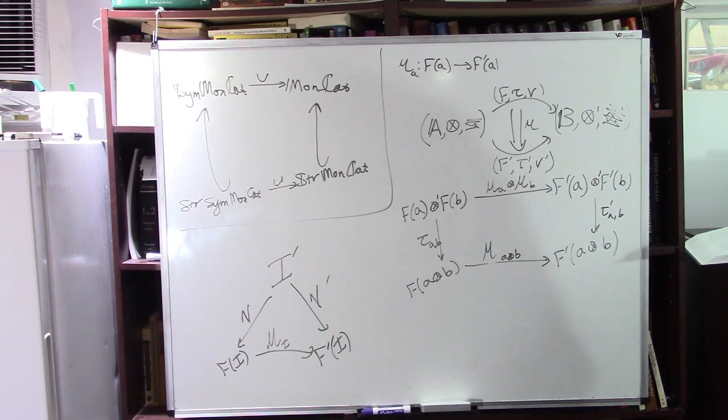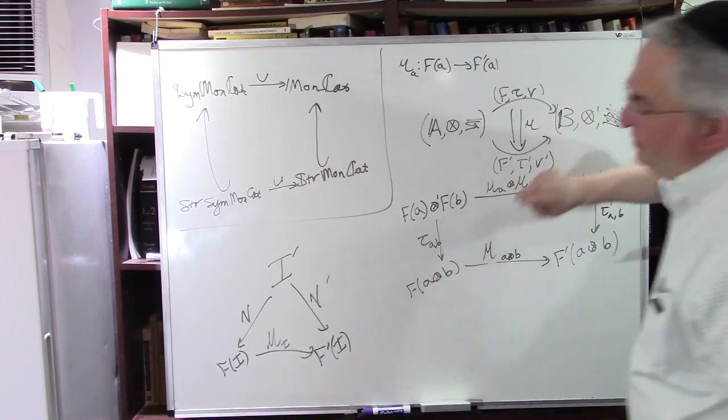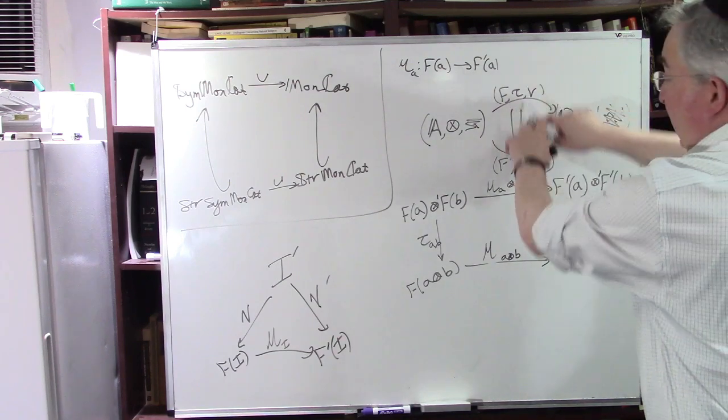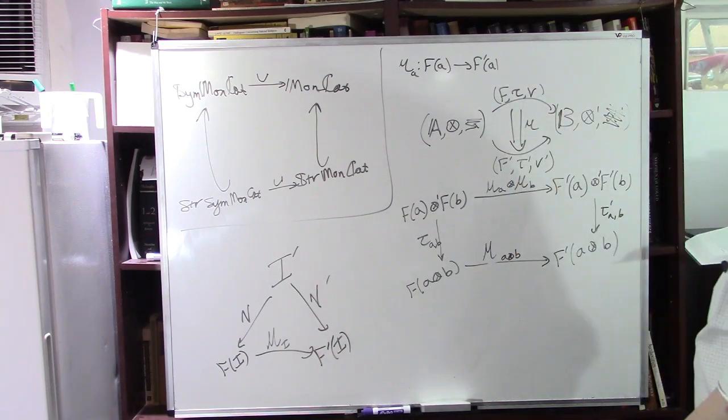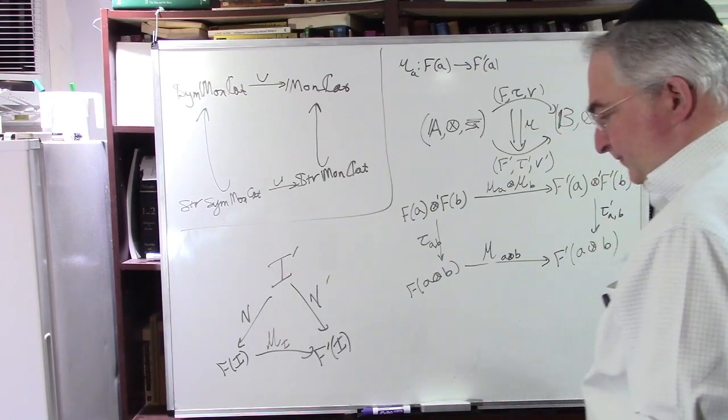Okay, great. So if a natural transformation satisfies these two requirements, in other words, it respects these extra natural transformations here, then we call it a monoidal natural transformation. Great.